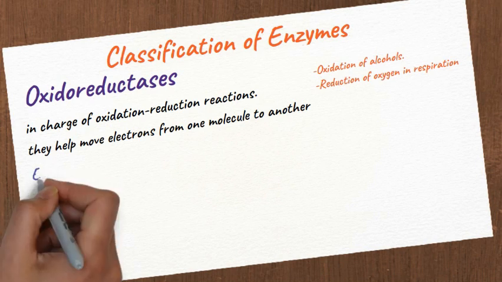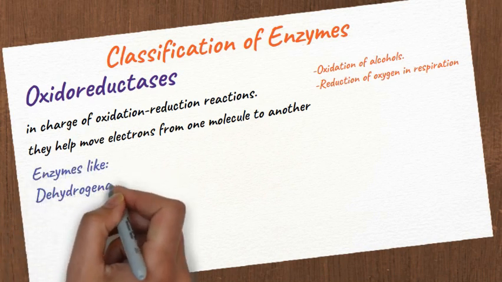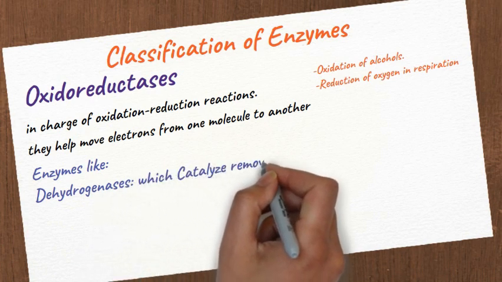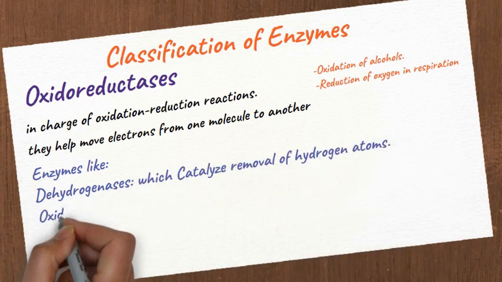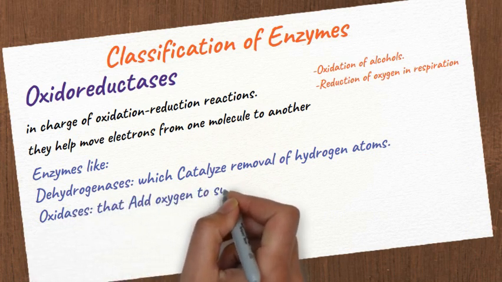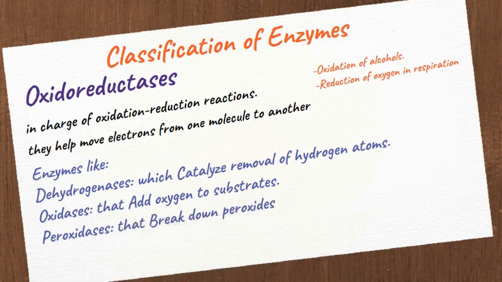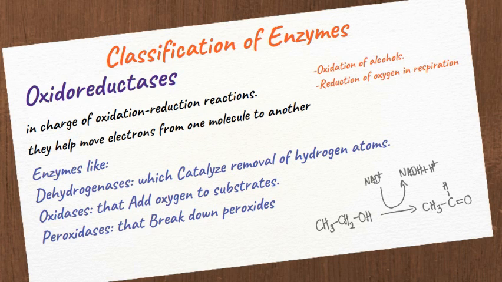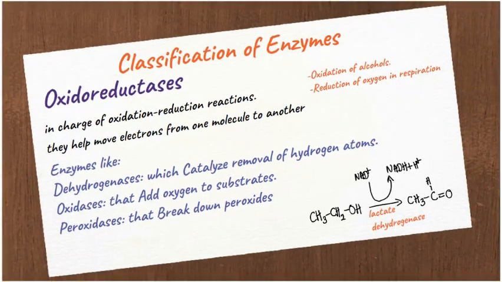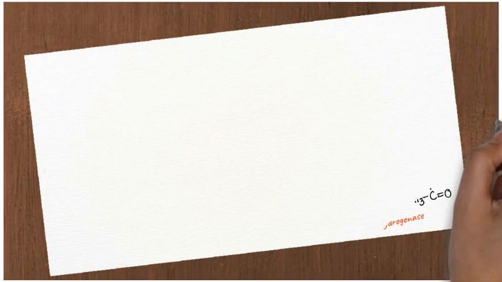Under this group, we can find enzymes like the hydrogenases, which catalyze the removal of hydrogen atoms, oxidases, which add oxygen to substrates, and peroxidases that break down peroxides. These enzymes all have their own specific example. Take lactate dehydrogenase, for example. It helps convert lactate to pyruvate by removing hydrogen atoms. So if you're breathing oxygen and producing energy, you have oxidoreductases to thank.